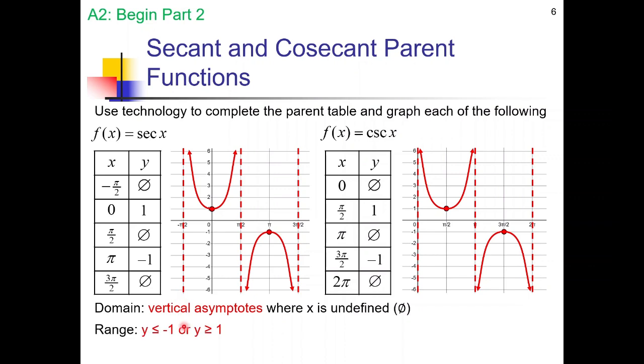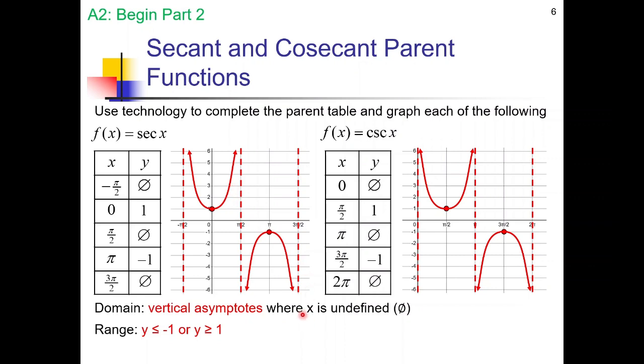And for the range, this is a little different, right? We don't have all real numbers. We're missing everything between -1 and 1. Instead, we have y is less than or equal to -1. We can get all this stuff down here. Or y is greater than or equal to 1. All this stuff up here.